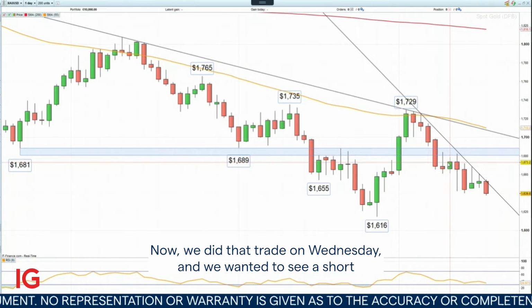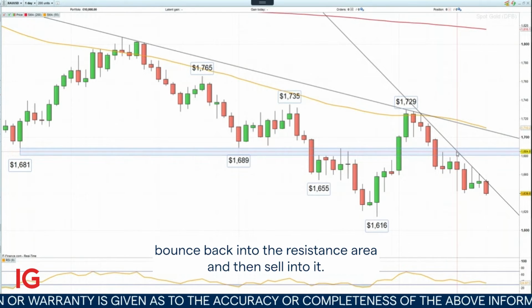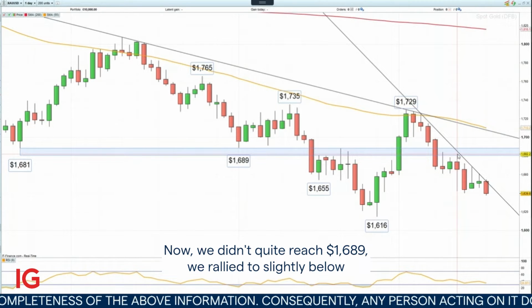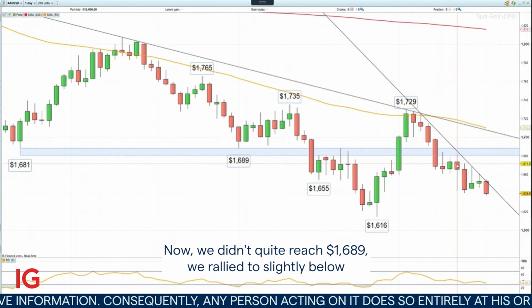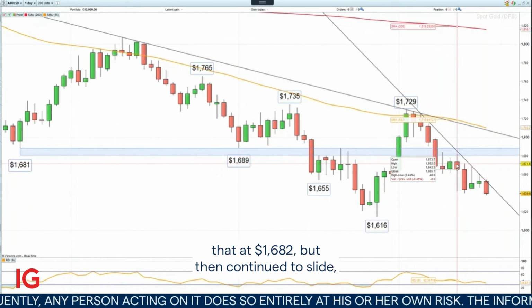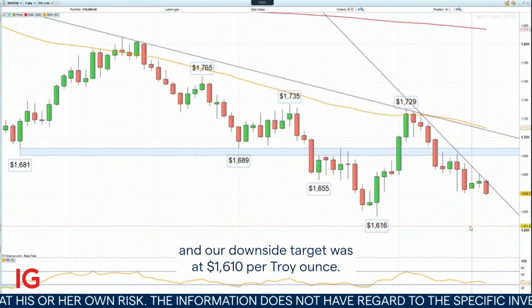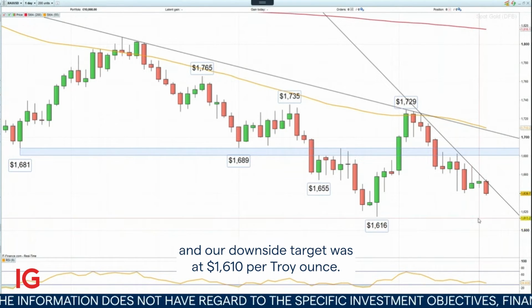Now, we did that trade on Wednesday, and we wanted to see a short bounce back into the resistance area and then sell into it. Now, we didn't quite reach $1,689. We rallied to slightly below that, 1,682, but then continued to slide. And our downside target was at $1,610 per troy ounce.